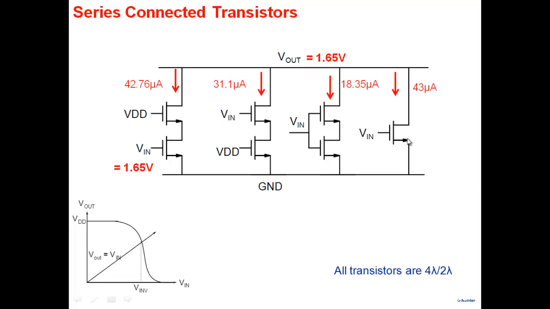It's obvious, all transistors are 4 lambda by 2 lambda. So if I connect two transistors in series, it's sort of obvious that the effective resistance will increase, current should drop. So, I don't think anybody should expect that current would be increasing. Current should decrease. The issue is how much should it decrease? Why is it decreasing so much here and not so much here?